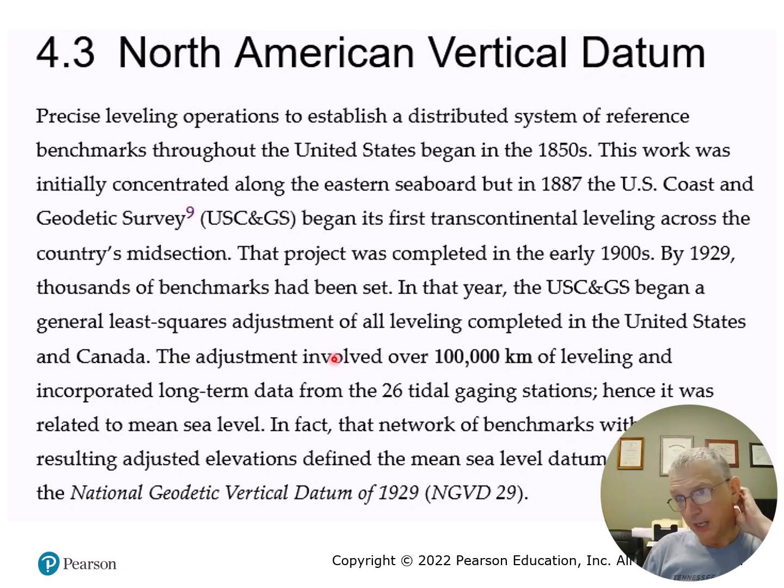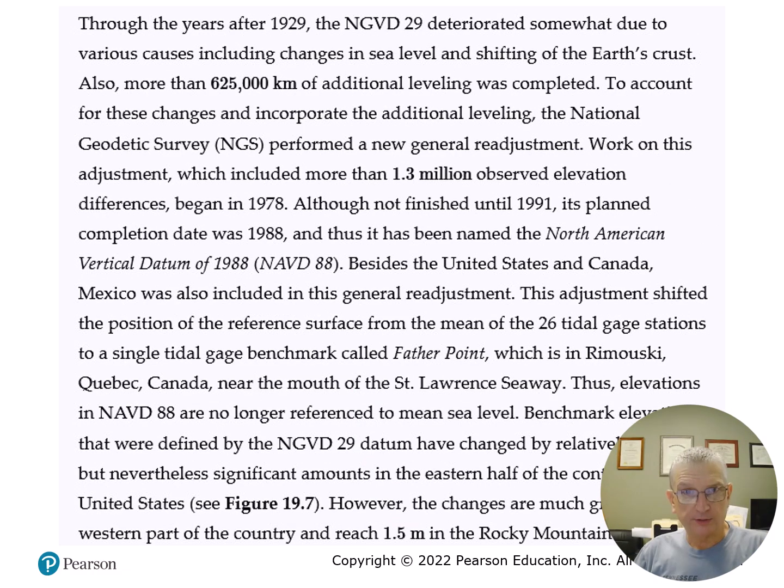But that is what we went by in the United States all the way through my years of high school, until the next one came out, which was later called the North American Vertical Datum of 1988. So the NGVD 29 elevations had some error in it over time, as you can imagine. Big highway projects, more and more railroad projects, better surveying equipment, more and more observations.